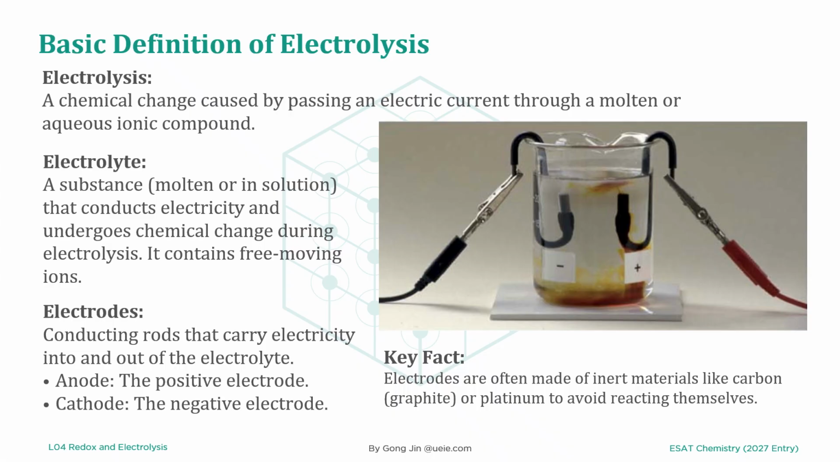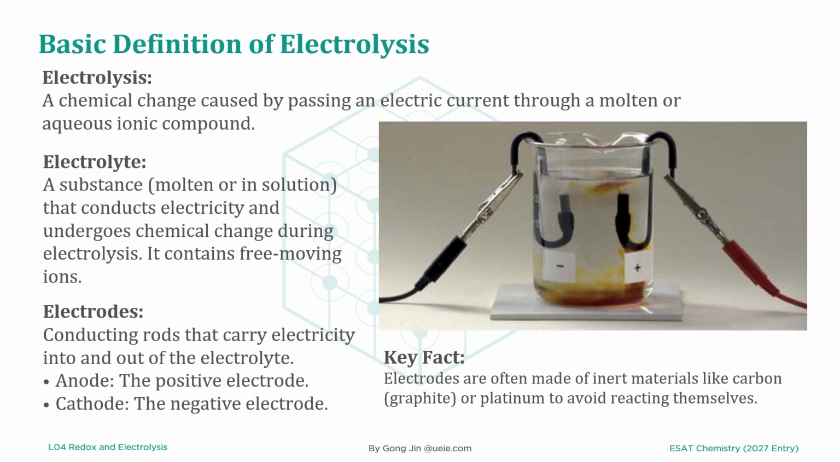Okay, now we can explore the application of redox reactions in electrolysis. First, let's put the concept more clearly. Electrolysis is the process of using electricity to break down an ionic compound, but it only works if the compound is molten or dissolved in water, so the ions can move freely. The substance being broken down is called the electrolyte.